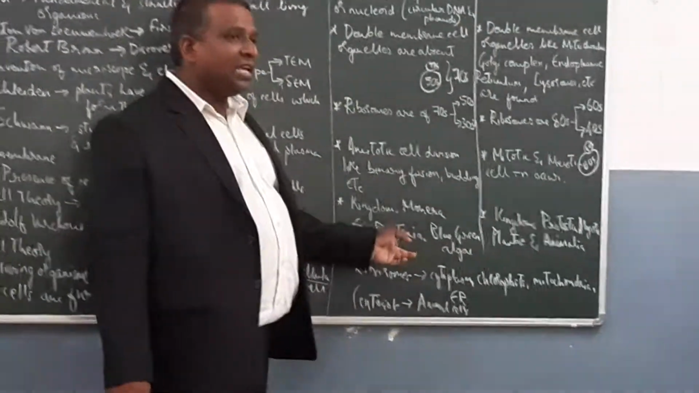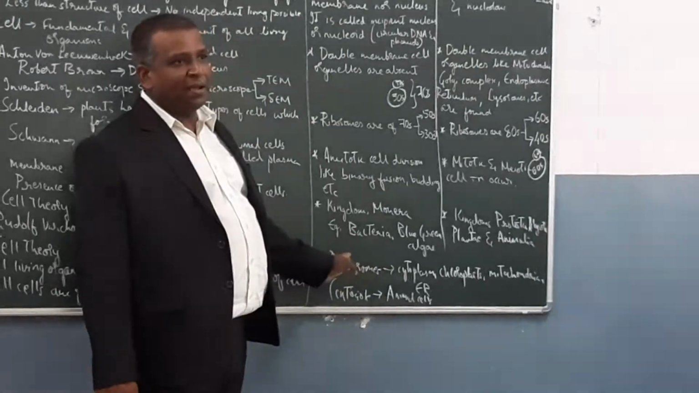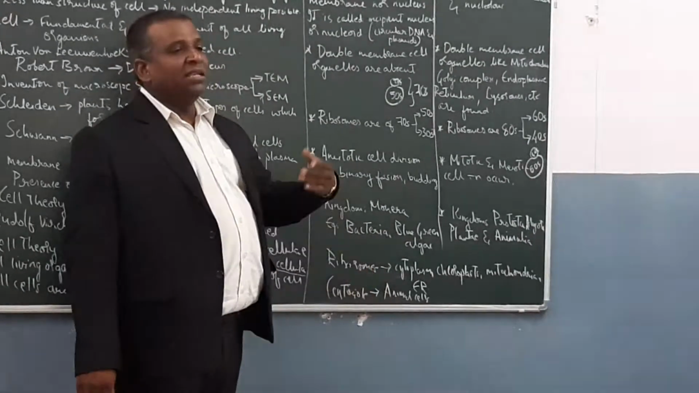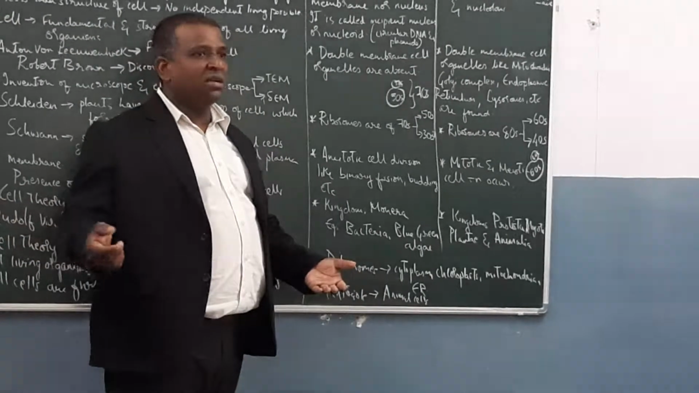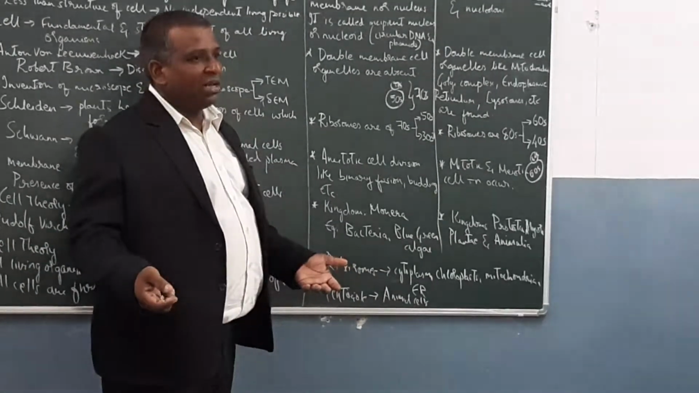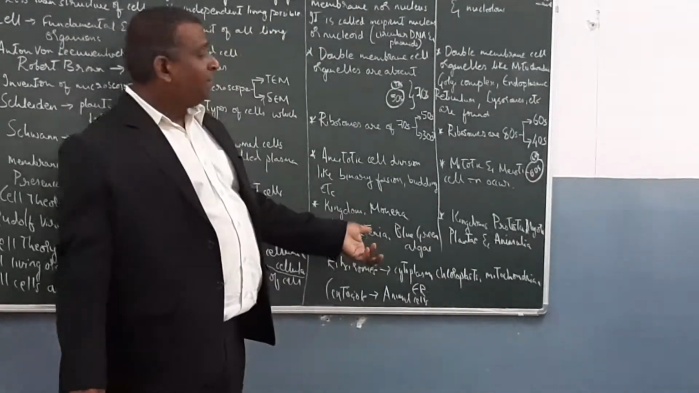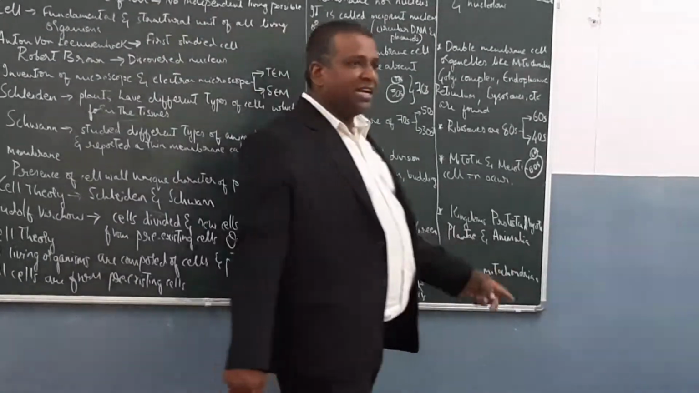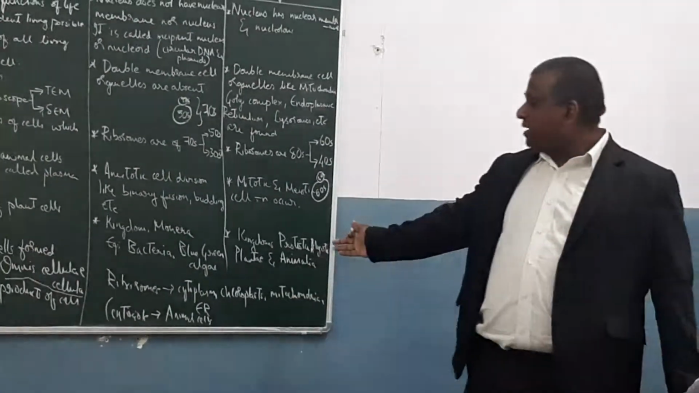Kingdom Monera is placed under prokaryotic organisms. Examples are bacteria and blue green algae like cyanobacteria. What examples can you remember? Nostoc, Anabaena, they all come under blue green algae. They are placed under prokaryotes. Eukaryotes include the other kingdoms, including man; they are all eukaryotic organisms.